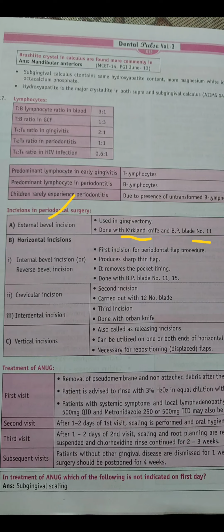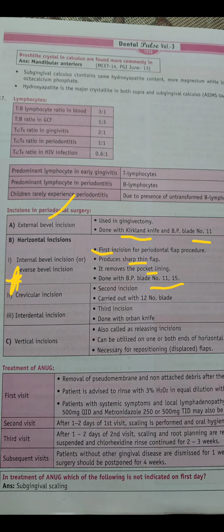Okay, in the three parts of horizontal incisions, the internal bevel is also called the reverse bevel. This is a very important point, often asked: what is the internal bevel called? Reverse bevel. It is the first incision for periodontal flap procedures. This is a sharp thin flap. It removes the pocket lining, done with blade number 11 and 15. So it's the first incision, very sharp, and removes the pocket lining.